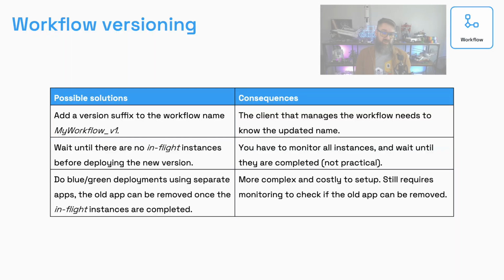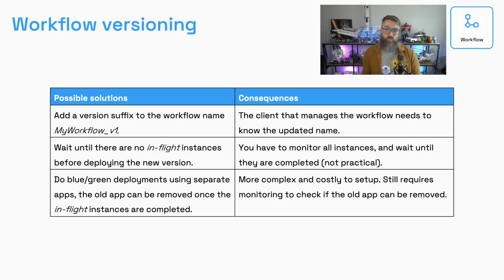So you start with my workflow v1, and then when you want to make a change, you don't change workflow v1, but instead you copy it, give it a new name, workflow v2, and make all your changes in there. The downside of it is that your client that manages the workflow, that starts it and stops it, needs to know about the updated name. Maybe you're in control of that, maybe it's the same service, then it doesn't matter. But if it's a completely other service that starts or manages your workflow, then it might be tricky.